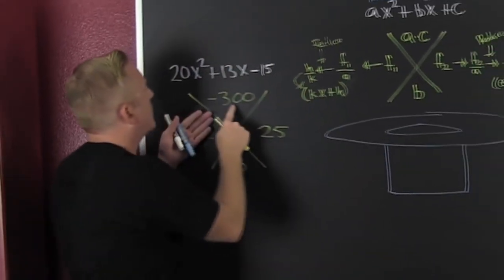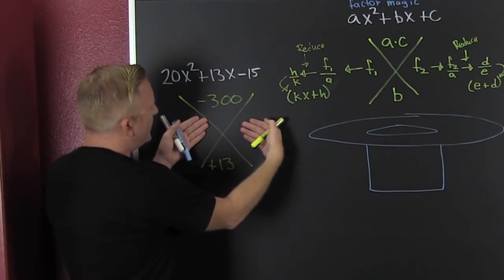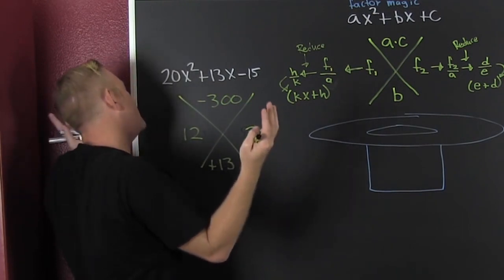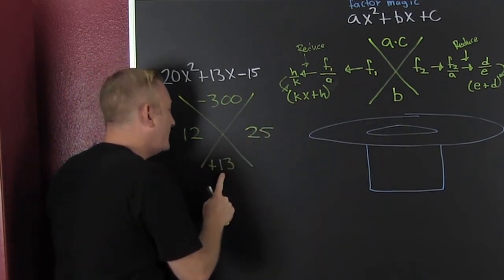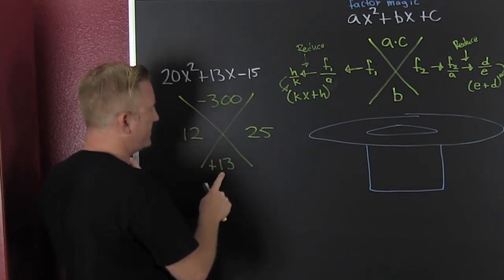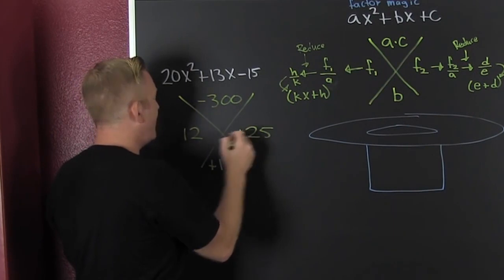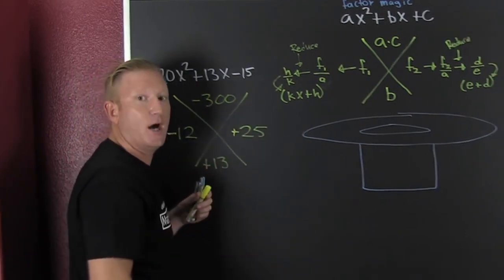It's the extreme factoring. So then, pretend I didn't write that there. The factors of 300 that subtract to be 13 are 12 and 25. Okay, so it needs to be a positive 13. That means that the 25 is positive and the 12 is negative, because they need to subtract. They need to be opposite signs.